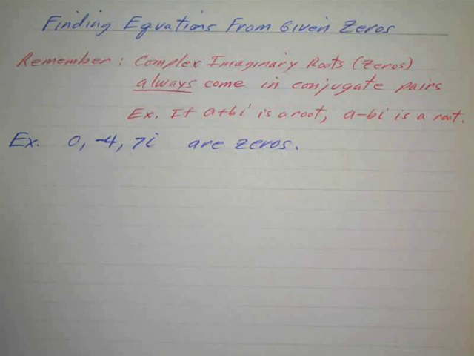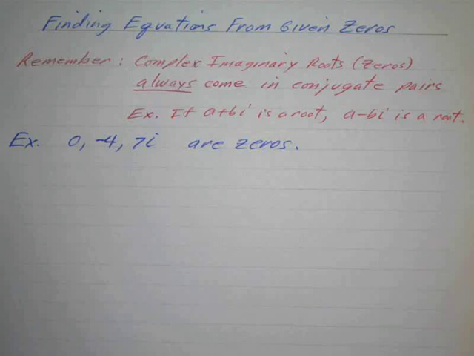Okay, here's another example, finding equations from given zeros. And you have to remember this, and we talked about this in class. Complex imaginary roots, complex numbers with an imaginary part, that is. So we call those complex imaginary numbers. Complex imaginary roots, zeros, remember roots and zeros are the same thing, always come in conjugate pairs.